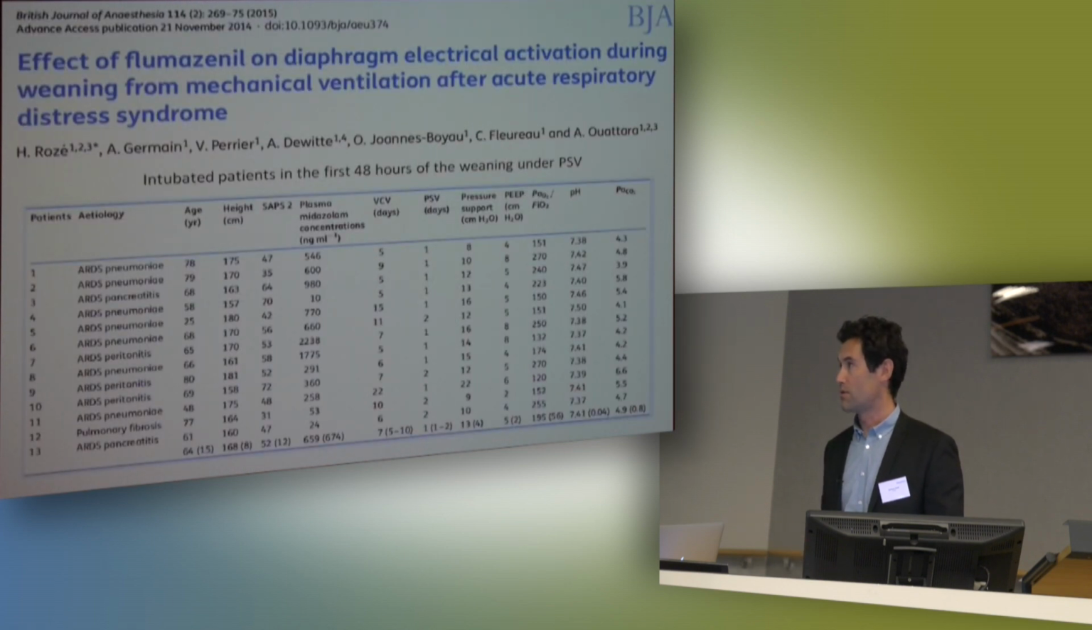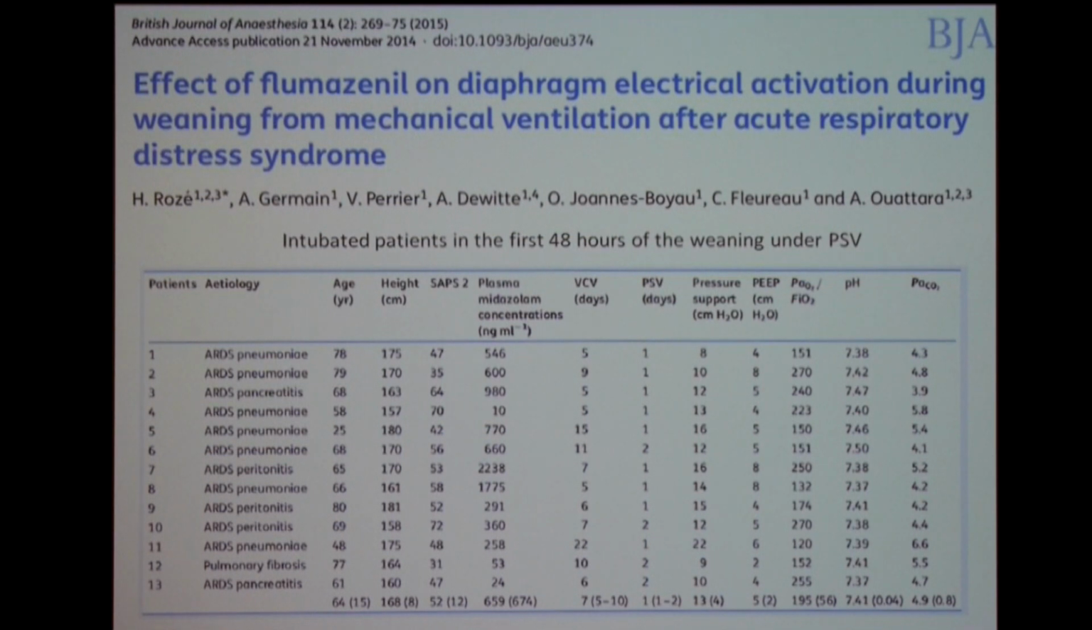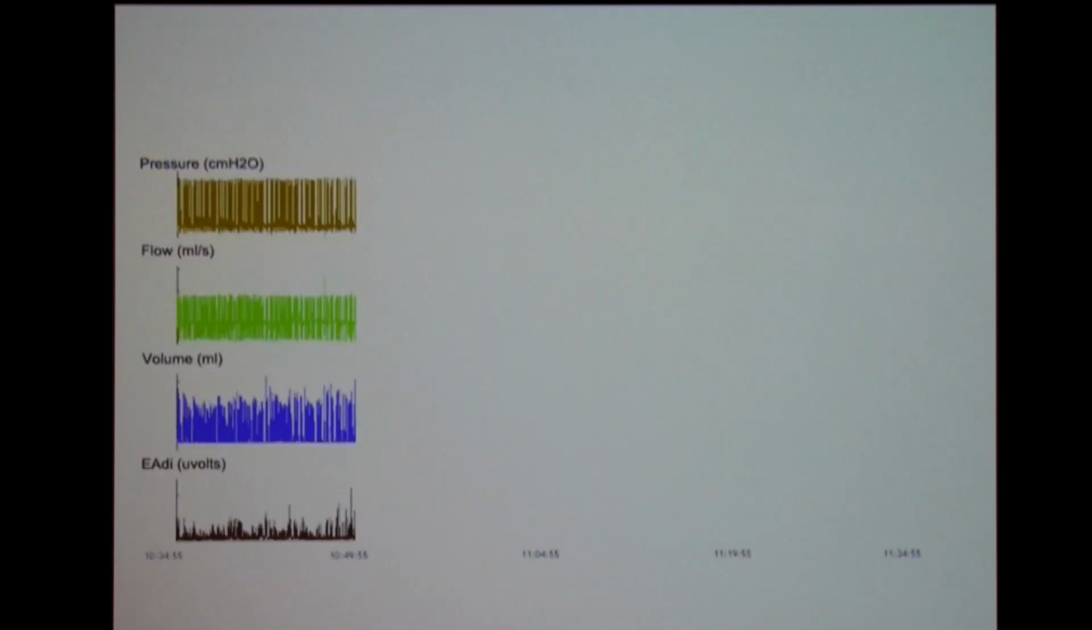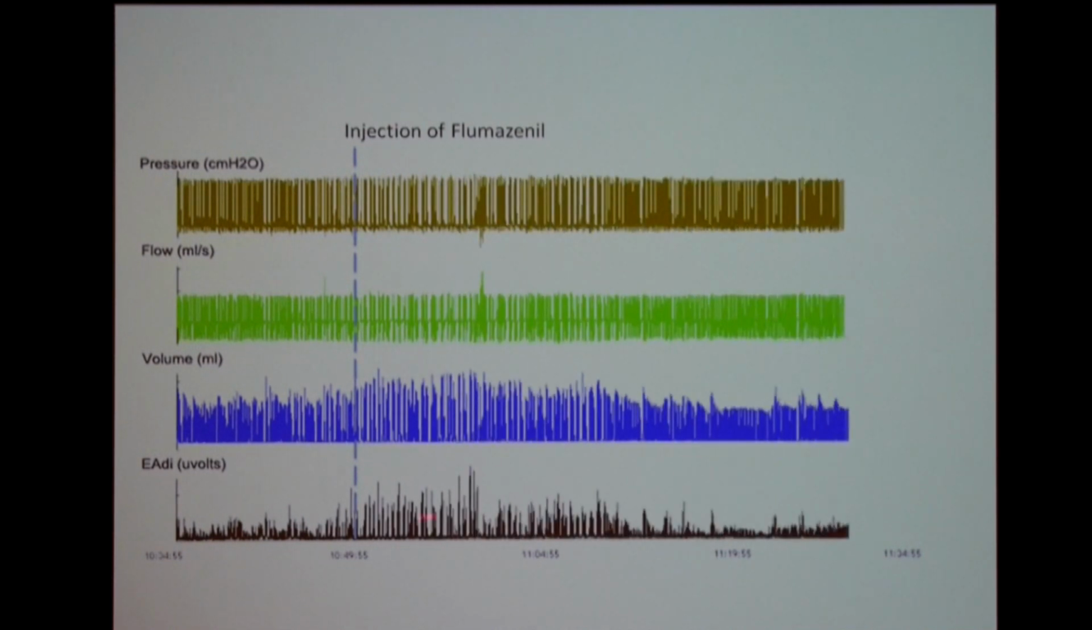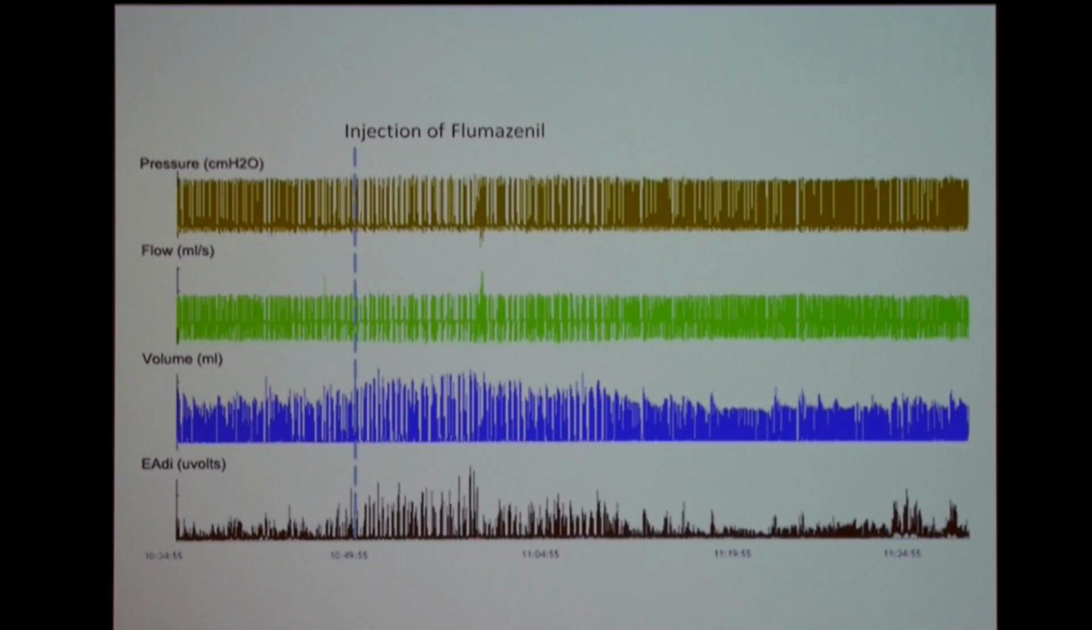So we included 13 patients, mainly with ARDS due to pneumonia or pancreatitis, because we have 2 different ICUs, one for abdominal diseases and another one for thoracic diseases. So it was mostly at day 1 or 2 of weaning, with an average of 7 days of controlled mechanical ventilation, at the classical level of PEEP and pressure support for our unit when we start the weaning. Patients were recorded for each cycle, then flumazenil was injected and we recorded the EDI, the tidal volume, all the respiratory mechanics.